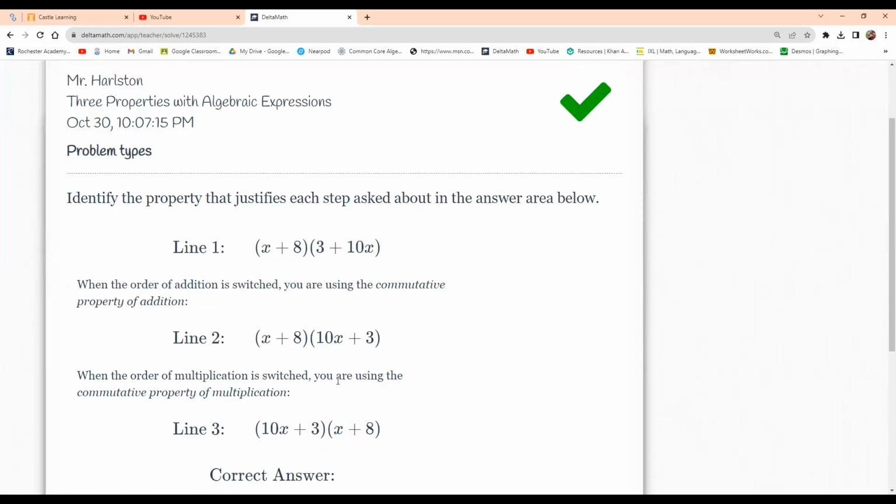All right, that's it, guys. You got to know these properties. These 3 properties, you got to know. They like to test these on the exams, so you just got to learn them.